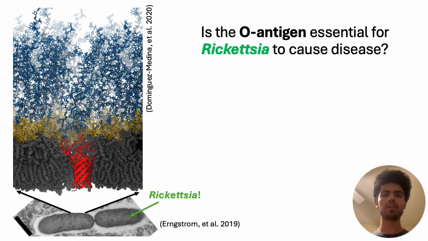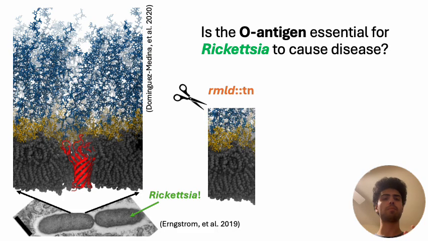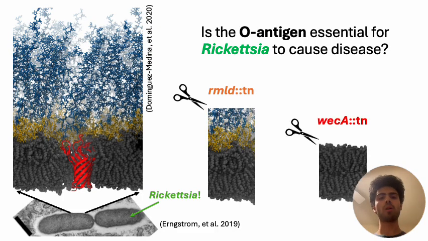How do we study this? From genetic manipulations, we have mutants that lack most, if not all, of their O antigen. We can use these O antigen deficient mutants to ask if it's essential for rickettsia to cause disease.